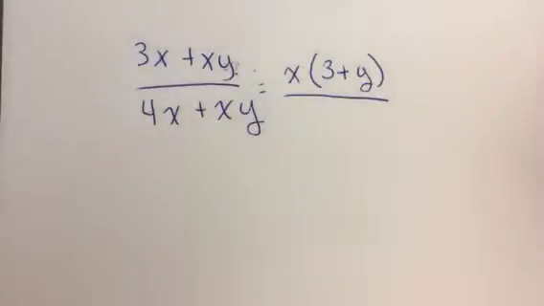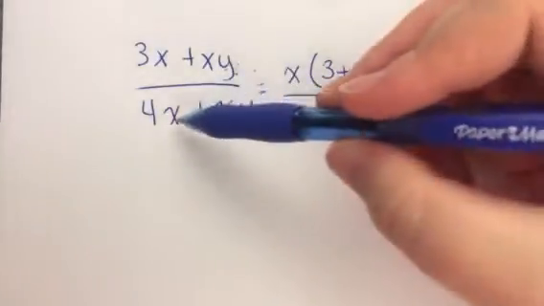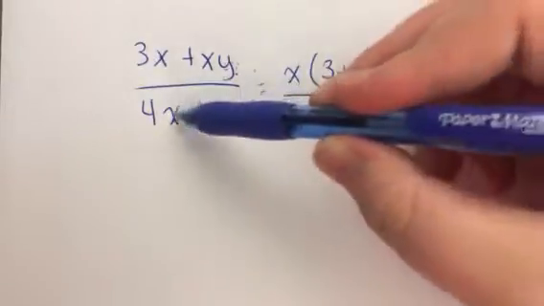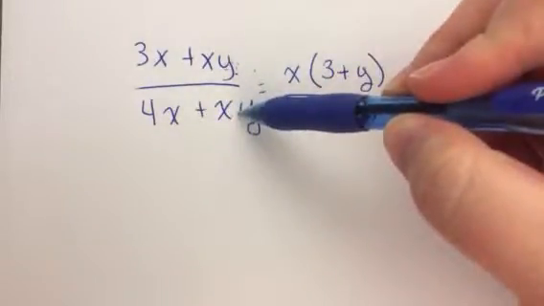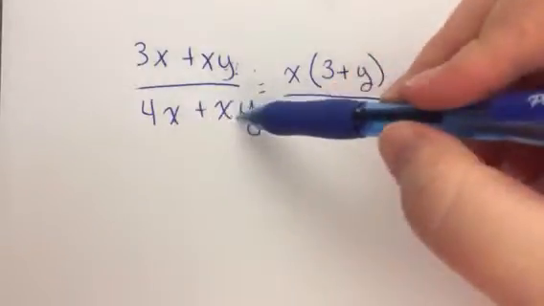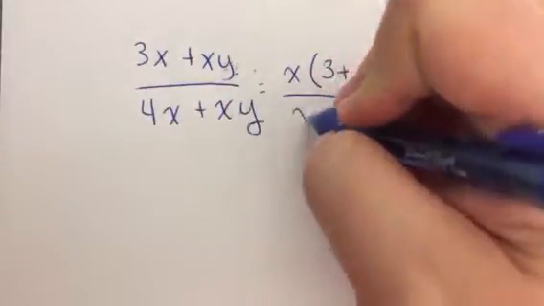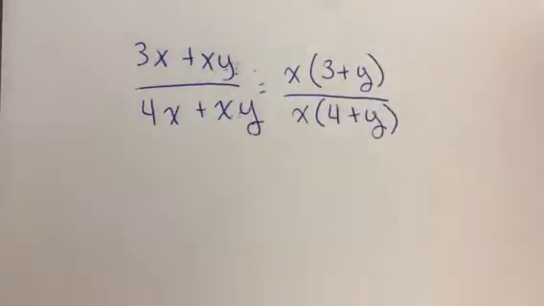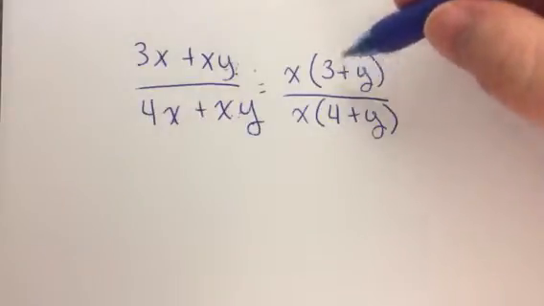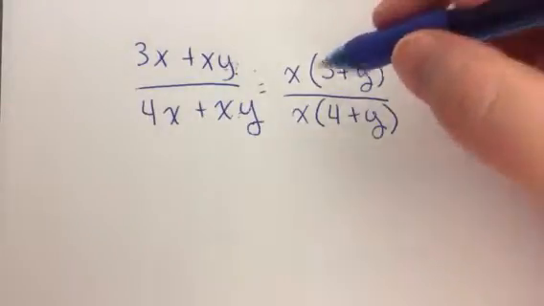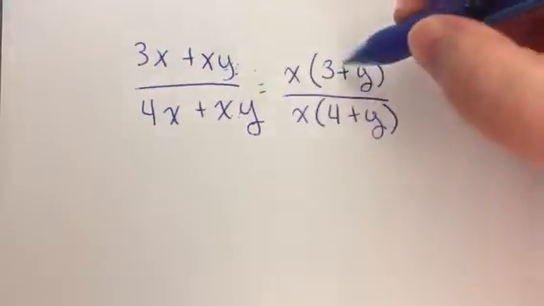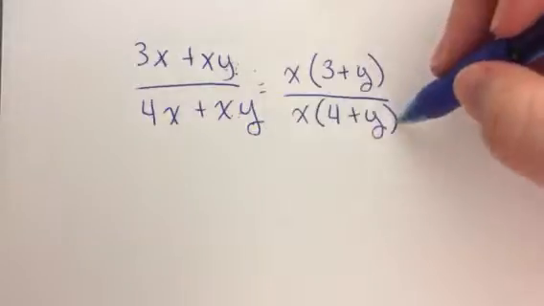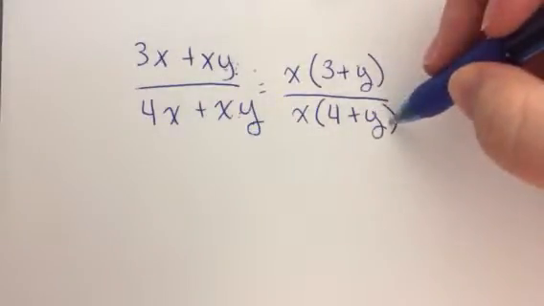Now let's do the same thing in our denominator. Again, I have a 4x in this term and an xy in this term. So again, they both have an x in the terms. I can divide both of these terms by x, so I factor out the x. I'm left with 4 plus y. Okay, so now again, I'm going to repeat the process that we did before in the last problem. I have a factor of x and a factor of 3 plus y. In my denominator, I have a factor of x and a factor of 4 plus y.